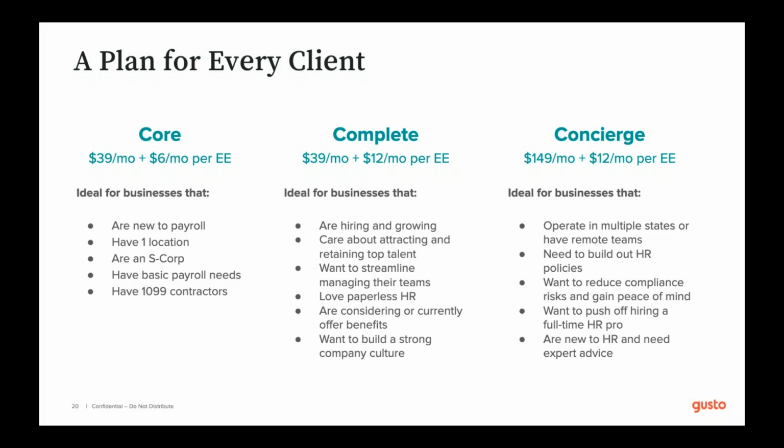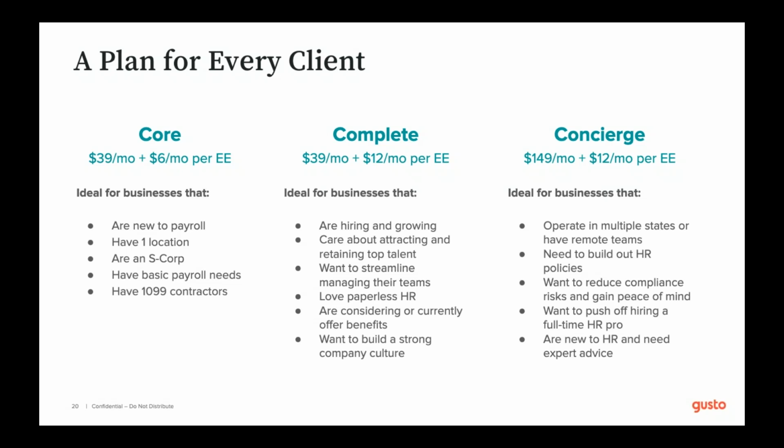We do have 3 different plans here at Gusto, and we'll spend a little bit of time on how Gusto really is different from a billing standpoint and a pricing perspective. Core, Complete, Concierge, these are the names of our 3 plans. All of these plans have the same payroll function. So full service payroll will be the same across all plans. The biggest difference between the plans is the amount of team management and HR tools that you get. That is to say that we have a plan for every client.